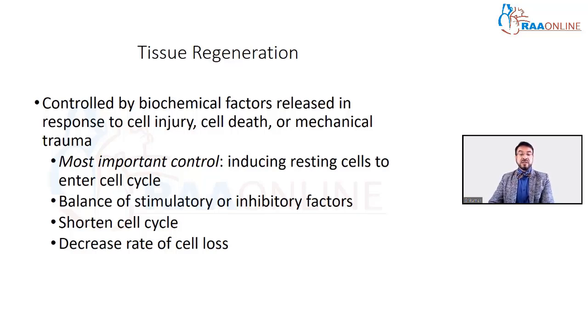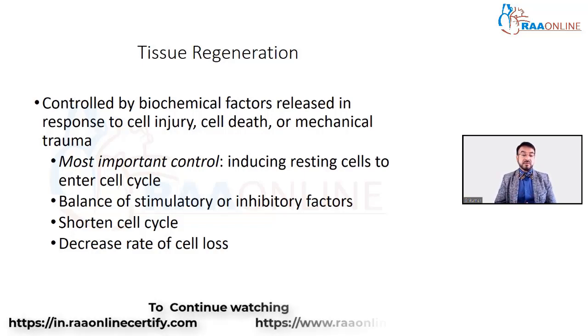Now this cell cycle itself is stimulated by a few factors, inhibited by a few factors. So normally there is a balance of stimulatory and inhibitory factors. But when an injury occurs, the stimulatory factors increase. And the cell cycle speed shortens so that more cells are produced at the same time to help compensate for the damage. And the body realizes that I have a trauma, I have an injury. Let me reduce the rate of cell loss. So all these are features which occur in tissue regeneration and they are controlled by biochemical factors.